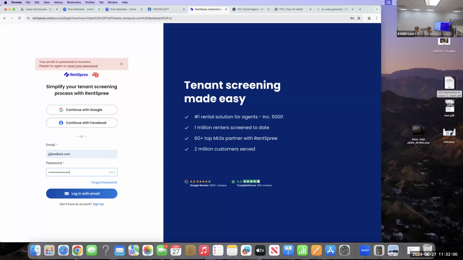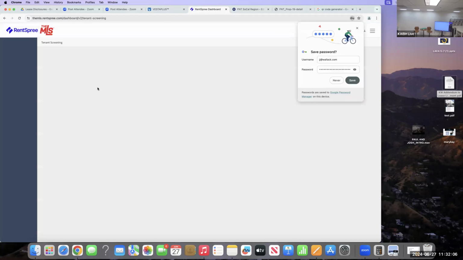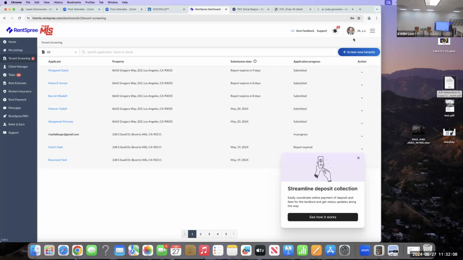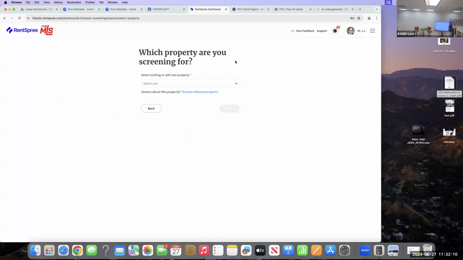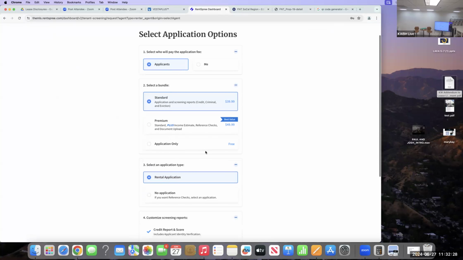Okay. When you create an account with Rent Spree, all you do is say screen new tenants. Which property are you screening for? Well, if it's not my listing, I'm going to press screen without property. Who am I representing, the landlord or the applicant? I'll say applicant. Next. Select application options: standard application.